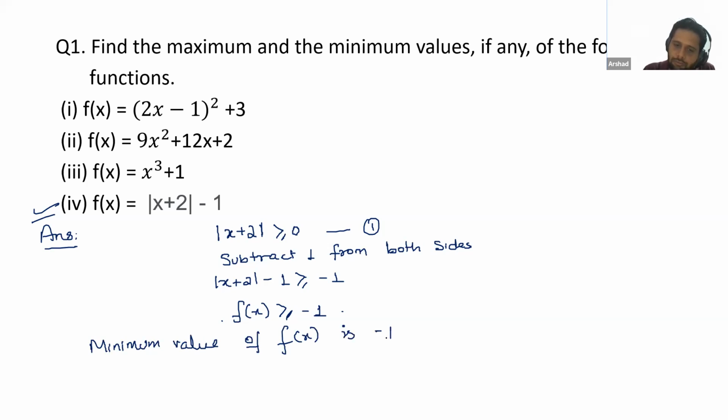We will get this minus 1 at what value of x? Anyone can tell me? For what value of x will we get minus 1? Check here. We have f(x) equal to mod x plus 2 minus 1. Zafar, you are partially correct. So f(x) is equal to mod x plus 2 minus 1. We will get minus 1 when this will be 0. So this modulus is very good, Zafar. Now it is correct. So this is 0 for what value of x?